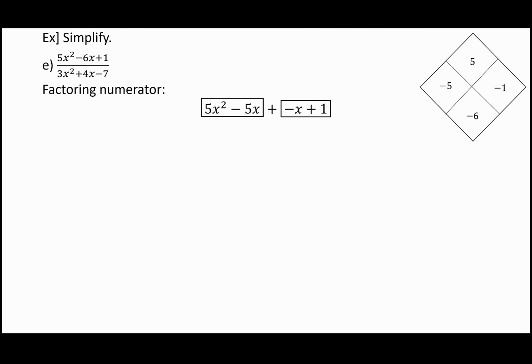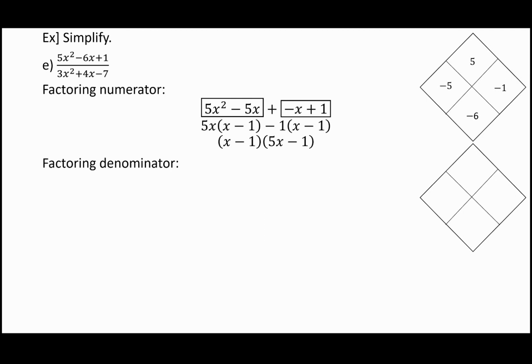Here I go, splitting the middle term and grouping the terms two at a time accordingly. I'm going to find the GCF of each grouping and pull them out, recognize the common binomial factor of x minus 1, pull that out to the front. The remaining binomial factor becomes the 5x minus 1, the leftover bits that are outside the parentheses in the previous step, okay?